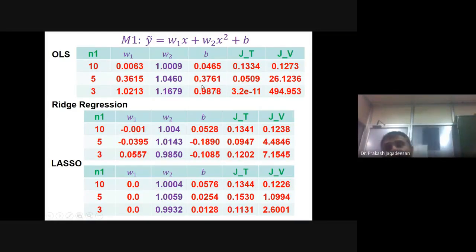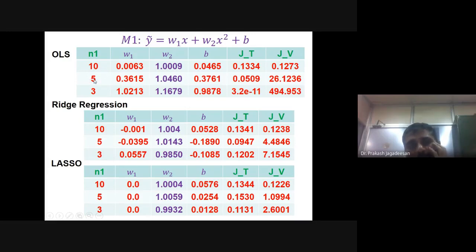And in this slide, what I've shown here is the results using three different approaches: ordinary least squares, the conventional least squares approach, ridge regression, and lasso. In the first column, I have reported the number of observations. In the first table, I have used 10 observations, then reduced from 10 to 5, and estimated the parameters of the model. Further, I have reduced the number of observations to 3. So 10, 5, 3.